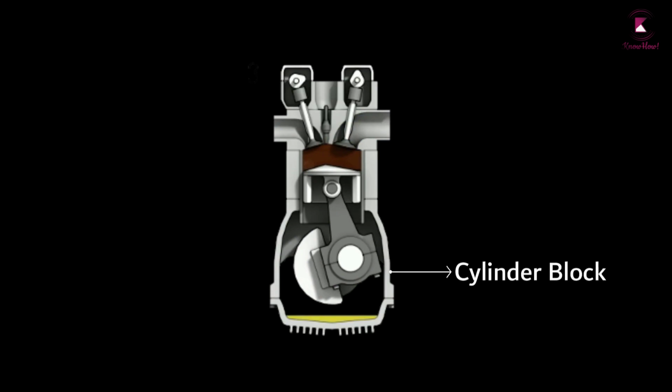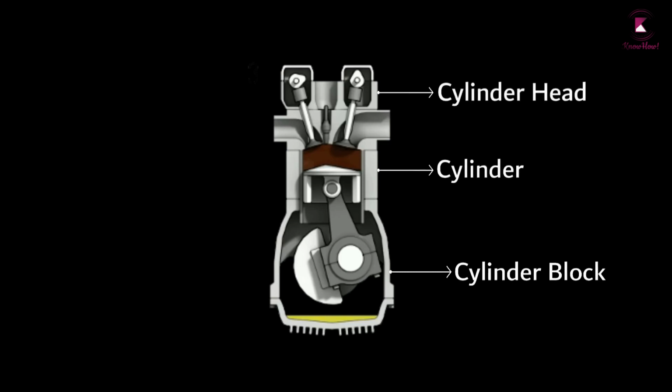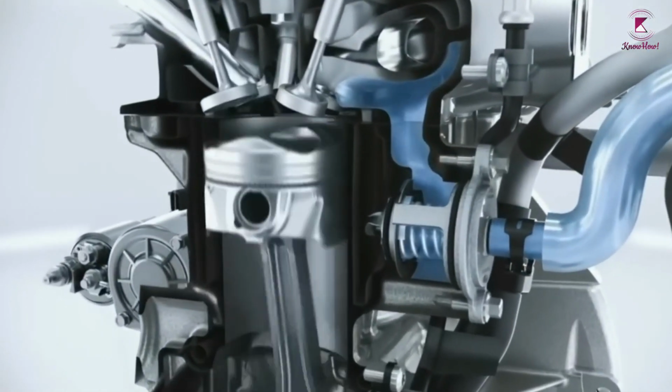Now let's understand the different parts of IC engine. Cylinder block. This is the main supporting structure which holds the other components together. Cylinder is a space in which the piston makes reciprocating motion. Cylinder head, a platform containing most of the parts of the combustion chamber. Piston, the part of the engine that moves up and down in the cylinder, converting the gasoline into motion.